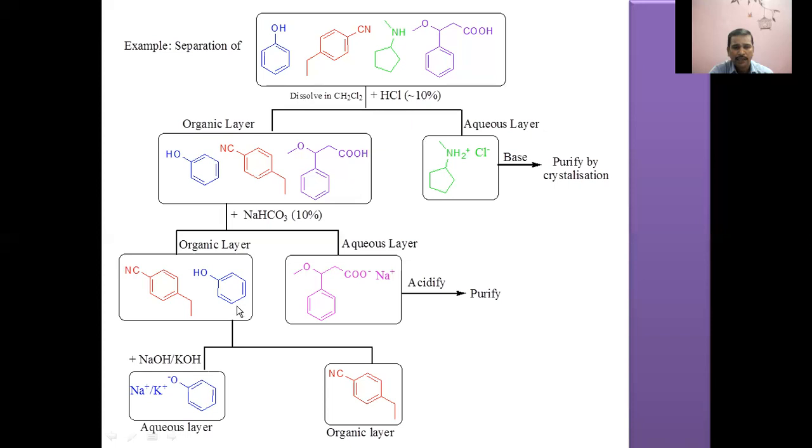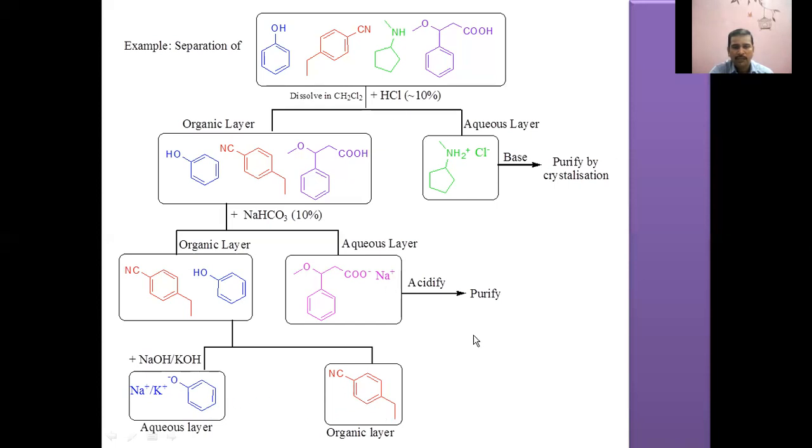So when you add KOH or NaOH to the organic layer, an aqueous layer is going to be formed. When you shake it, phenol will react with NaOH to form sodium phenolate, or if you have added KOH, potassium phenolate is going to be formed. So now the aqueous layer contains the phenolate ion, sodium phenolate or potassium phenolate, and the organic layer is left with only ethyl cyanobenzene. So you neutralize this by the addition of acid, purify it, you can use it, right?